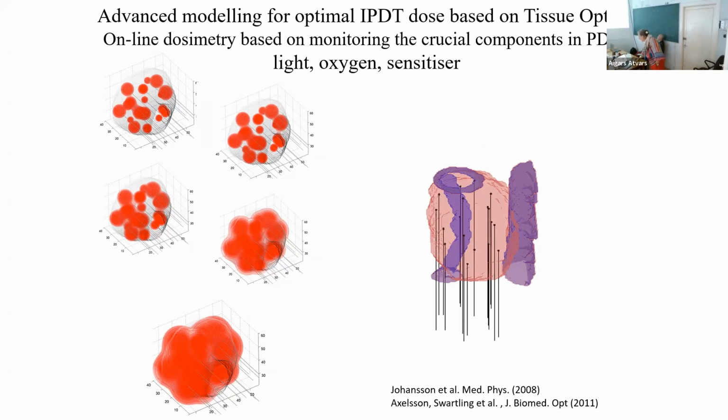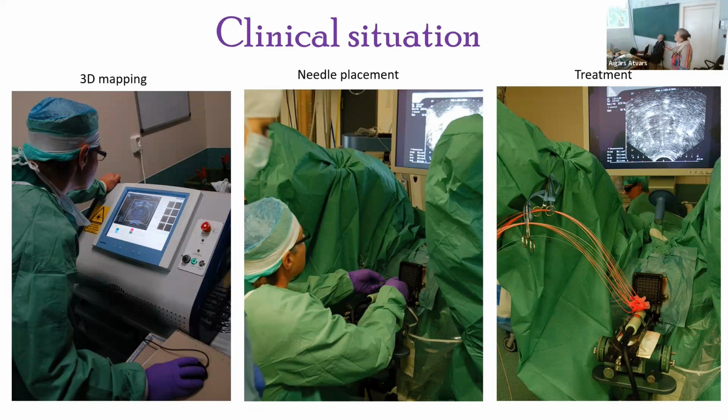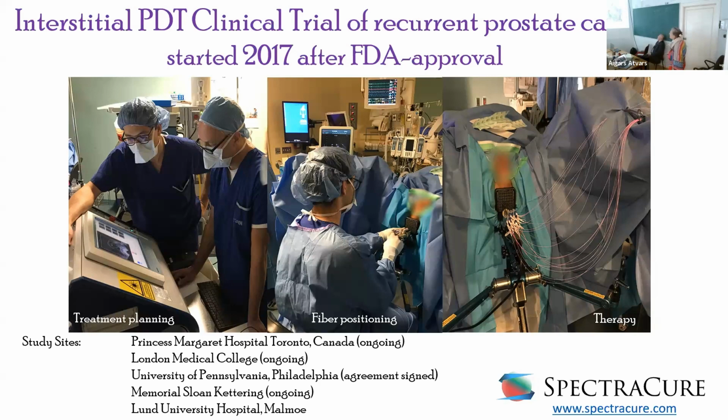And this is a clinical situation where the doctor first maps out the volume by using ultrasound, then through the matrix here puts the fibers. And here you see all fibers shining light into the tissue, and you can follow by the white spots where the fibers are located. And since 2017, this company has been pursuing a clinical trial at these centers: Canada, London, United States, and also, since a few weeks, the local hospital in Sweden.